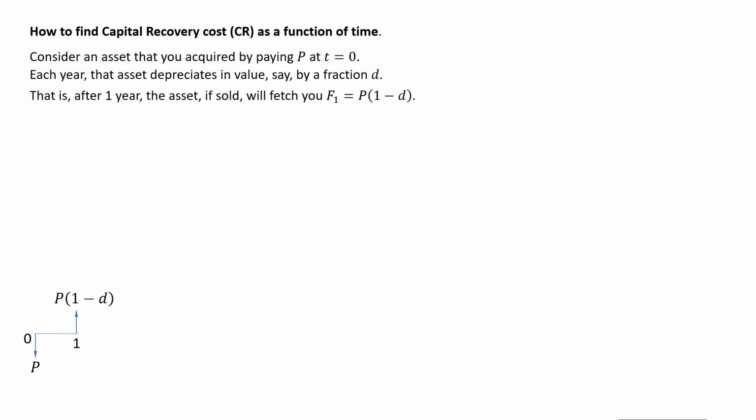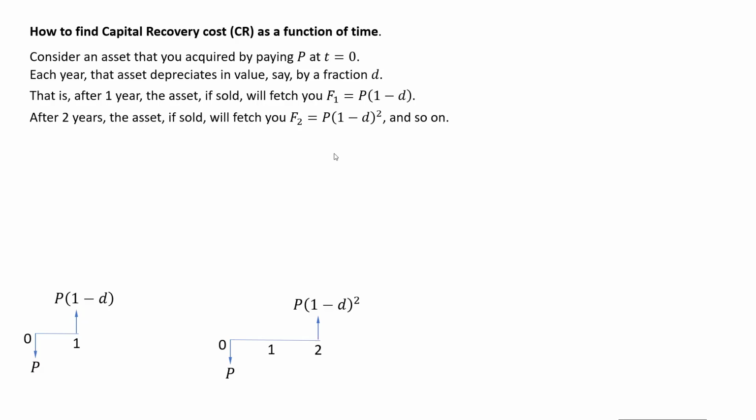That's the cash flow diagram. After 2 years, the asset, if sold, will fetch you F sub 2. What is that now? That is P times the quantity 1 minus D squared. That is, at the beginning of that period, it had a value of P times 1 minus D. Now you need to multiply that by D and subtract from P times 1 minus D. We have gone through this before also, so if you want, go ahead and look it up. But the future value at 2 is P times 1 minus D squared, right?